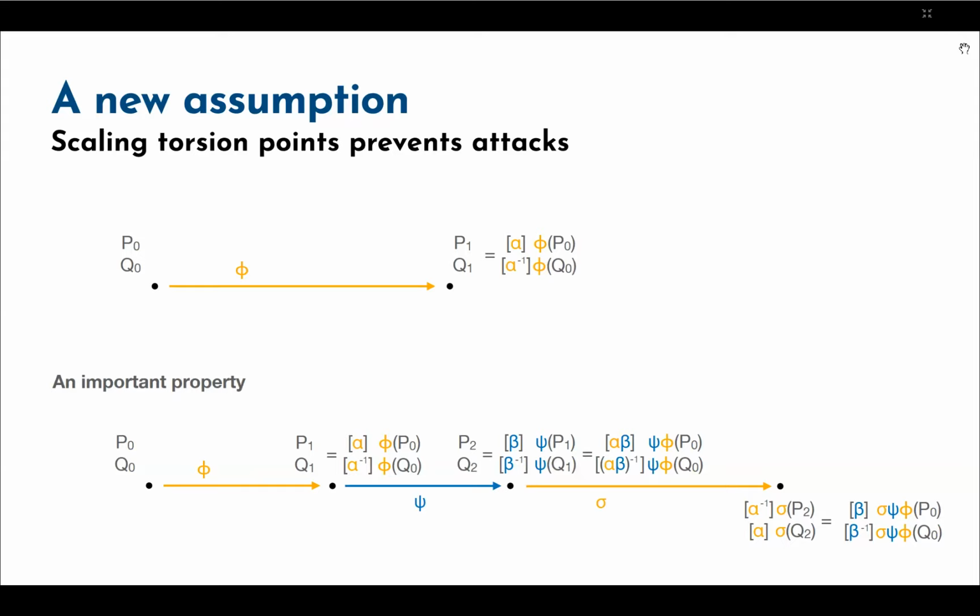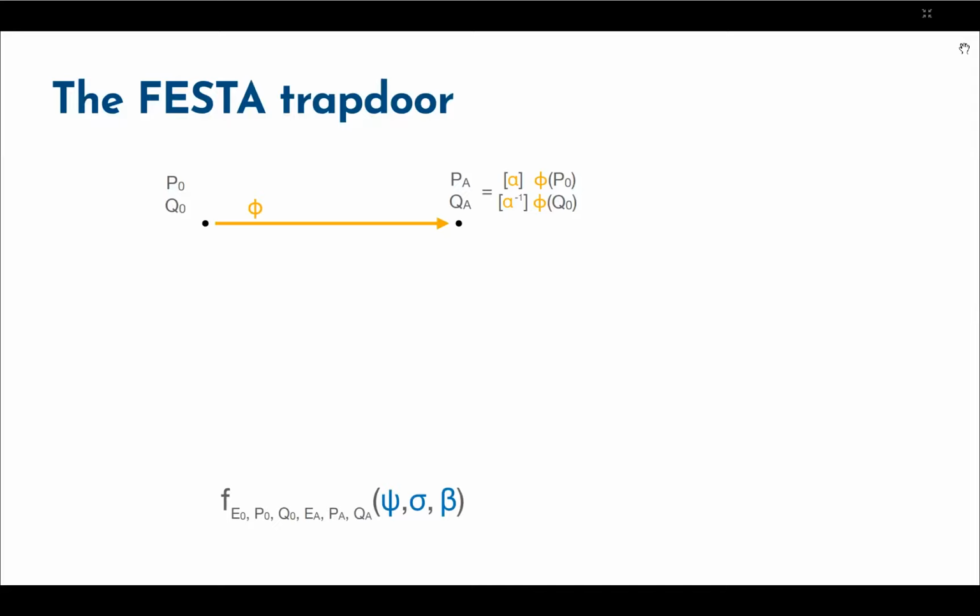So we first build a trapdoor function, and then we go from the trapdoor function to the PKE. The idea is that to generate our public parameters, we do exactly what we just did. We fix some P0, Q0, and a curve, and then compute a randomized isogeny, and reveal the scaled images. And now the two points P0, Q0, the curve that I'm on, the points PA, QA, and the curve that I'm on, form the public parameters of our trapdoor. Then the input of the function is three things: two isogenies, psi and sigma, starting from the left curve and the right curve respectively, and a scaling value.